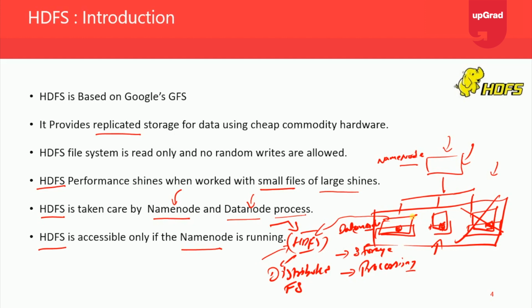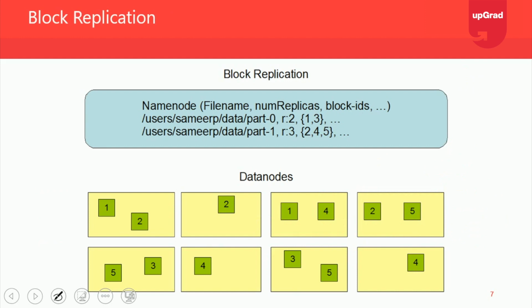Now, why is it so? In order to understand why the HDFS is not available without name node, let us look at a picture here. If you look at this picture, it will be very easy for us to understand why. So first of all, at the bottom that you can see here are basically the data nodes. The green blocks that you can see here are the data.